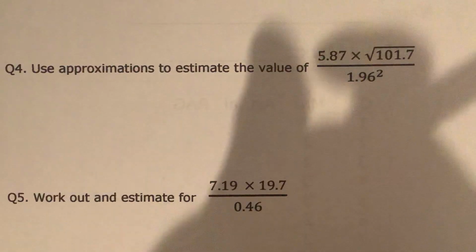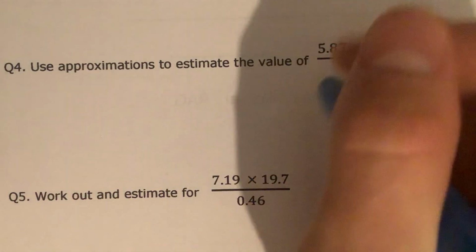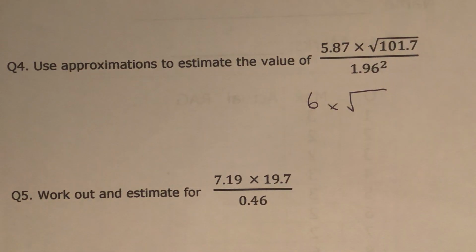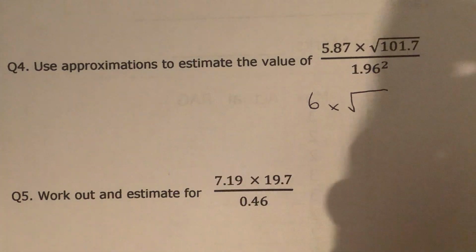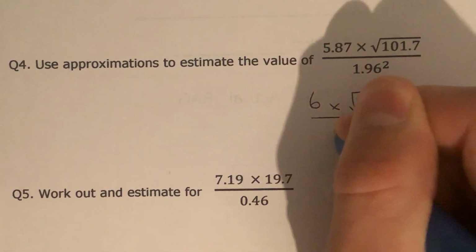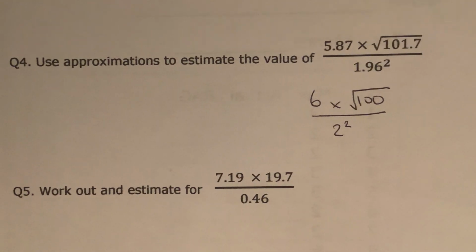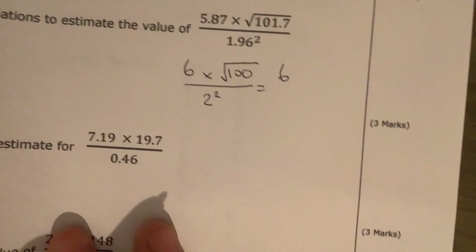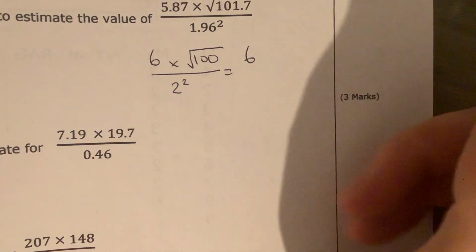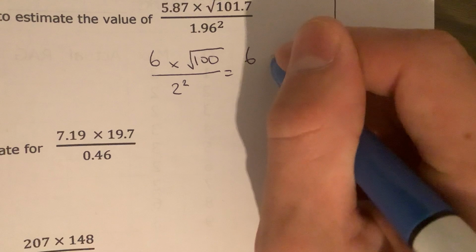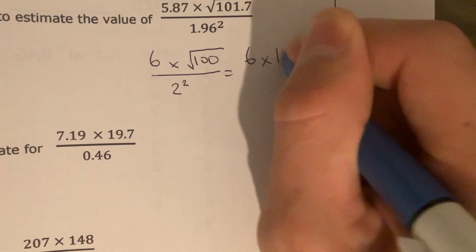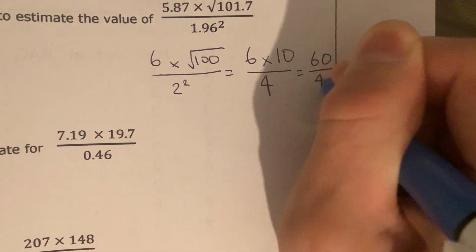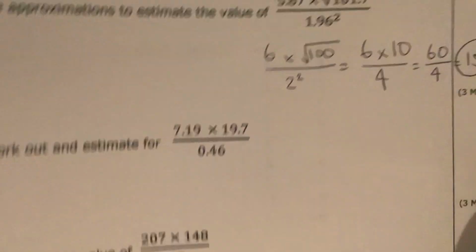Question 4, slightly different because I've got a square root in this. So 5.87 becomes 6. We're looking for the closest square number to 101.7, which in this case is 100, divided by 2 squared. So again, one mark. Now, square root of 100, we said the other day, would give us both a positive and a negative value, because it could be 10 or minus 10. But in this case, I'm just going to use the positive. 2 squared is 4. So 60 divided by 4, which is 15.